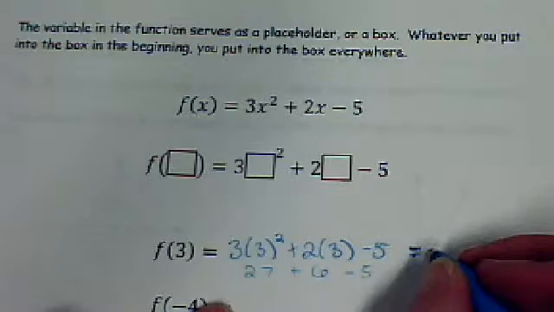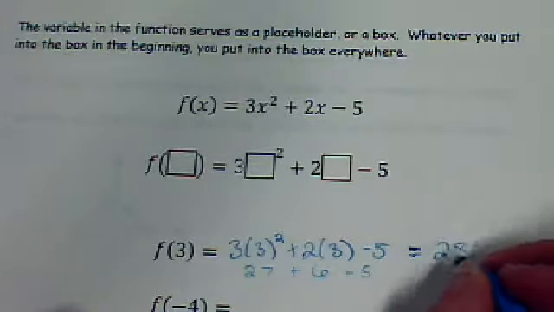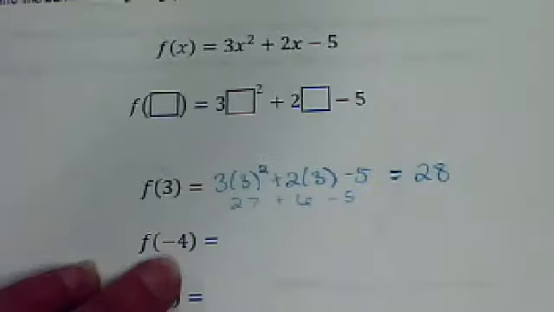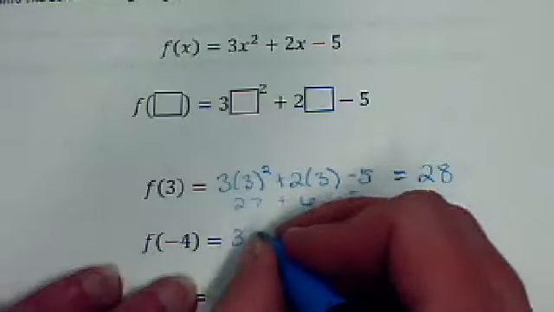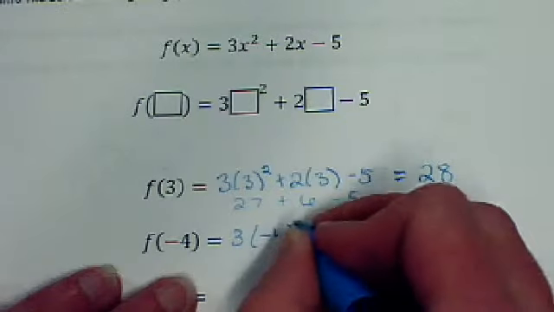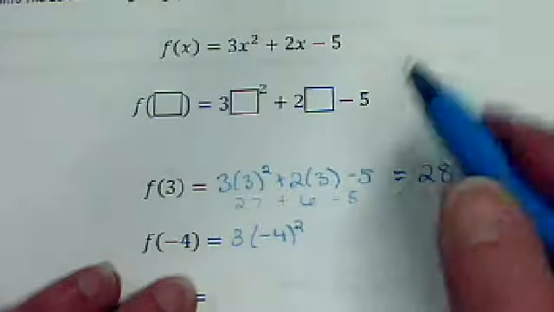Wait, 27 plus 6 is 33, minus 5, that should be 28. Okay. What about the negative 4? Again, it goes in for each of those input values. That's just a placeholder.